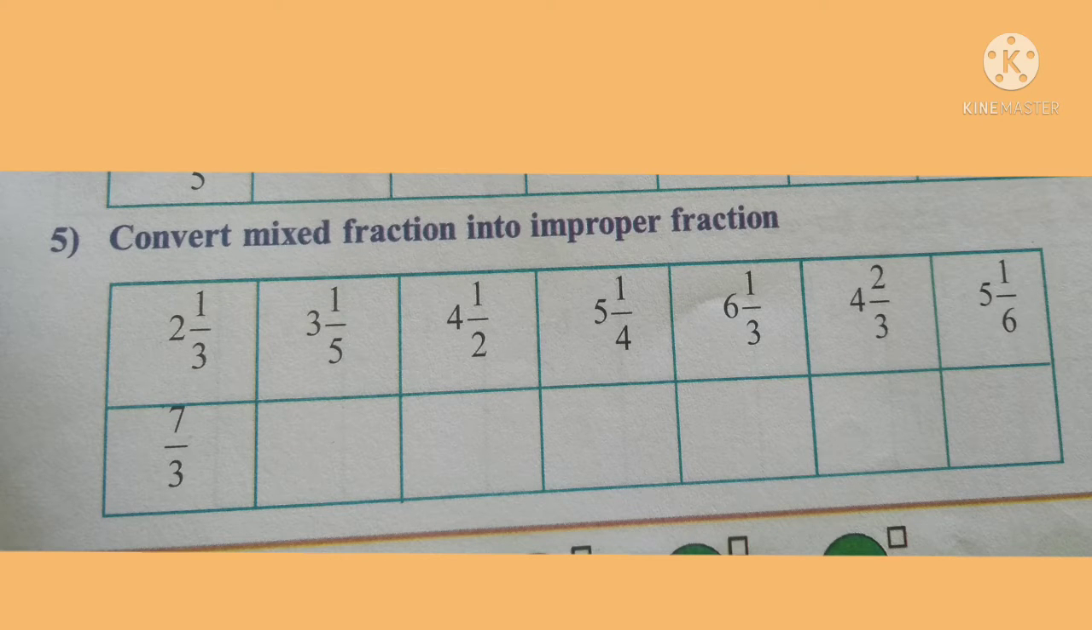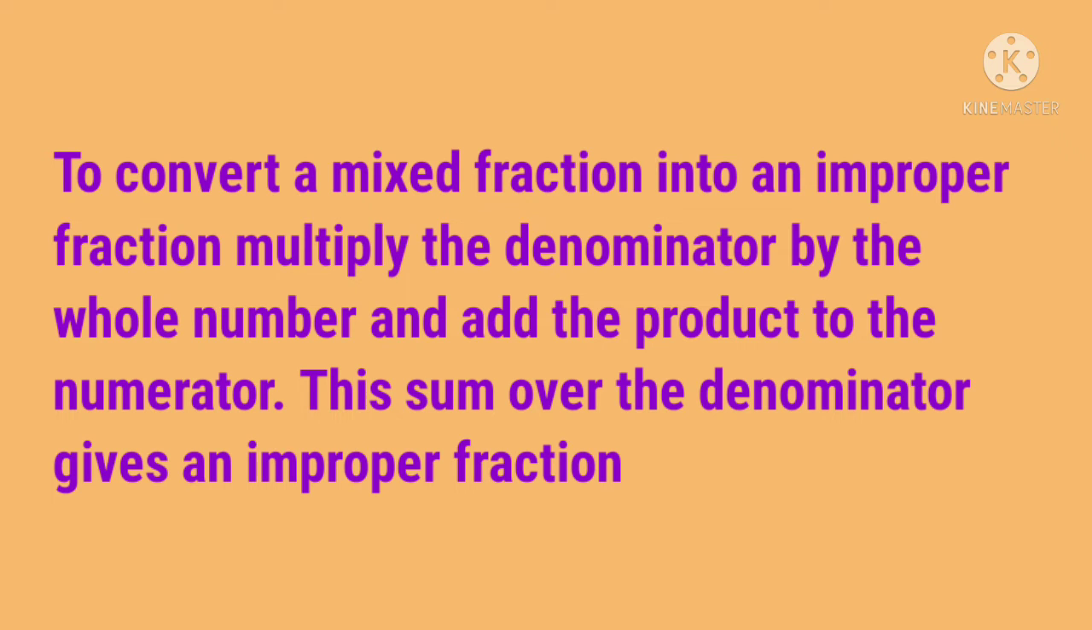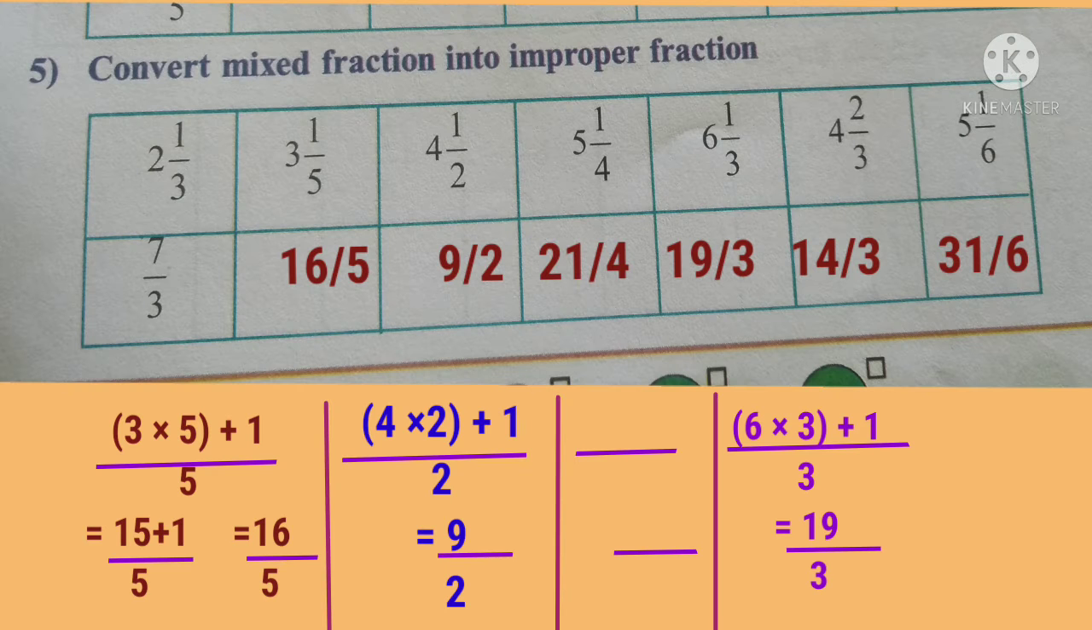Fifth Roman, convert mixed fractions into improper fractions. To convert a mixed fraction into an improper fraction, multiply the denominator by the whole number and add the product to the numerator. This sum over the denominator gives an improper fraction.